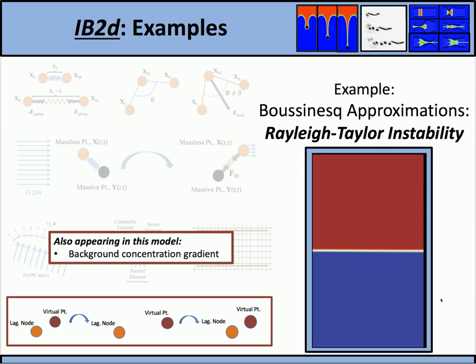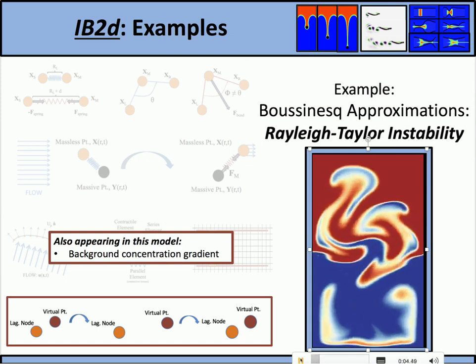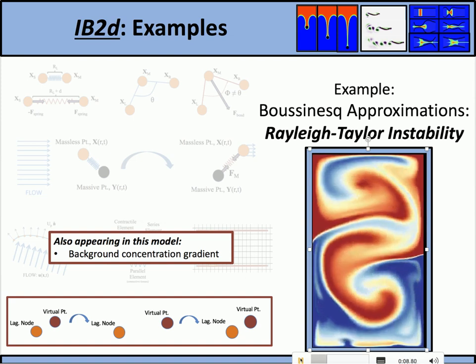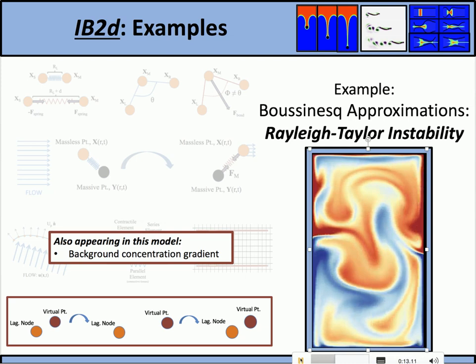So we have a heavier fluid sitting on top of a lighter fluid in this example. Let's see what happens. And you can see as the instability starts, part of the heavier fluid quickly falls to the bottom of the tank, and then you see the very beautiful progression of a traditional Rayleigh-Taylor instability.